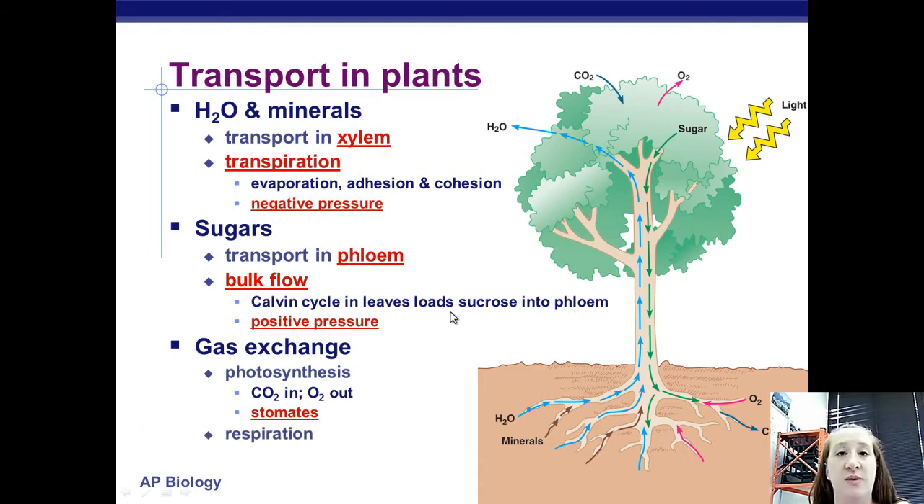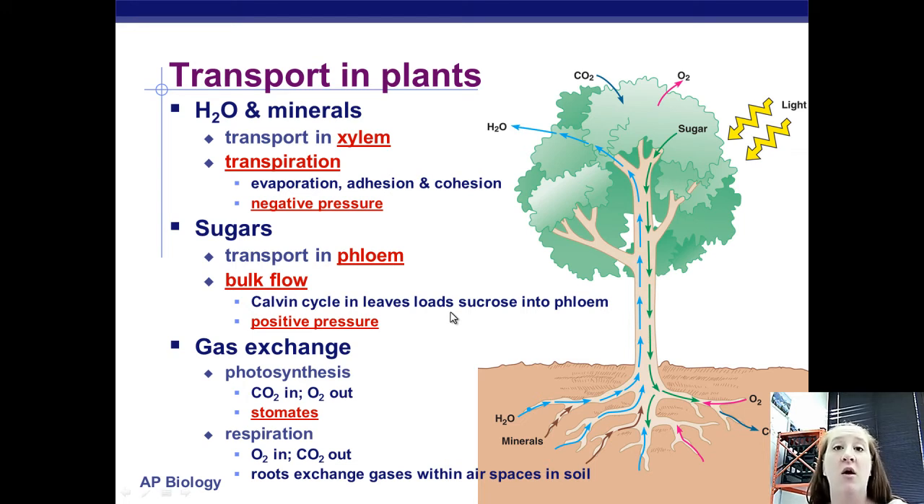But then the roots also have to be able to do respiration. Roots get in sugar, they need to convert it to ATP. So at the roots, they need to take in oxygen and get rid of CO2. Okay? Roots exchange their gases with the air spaces in the soil. So there needs to be air around the roots that the gases can exist in.